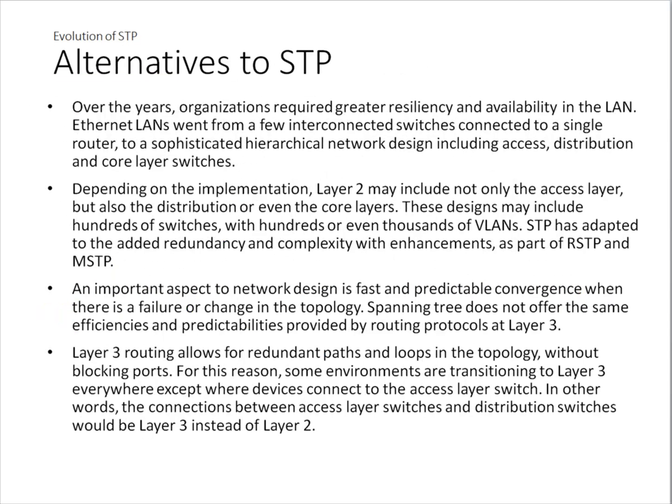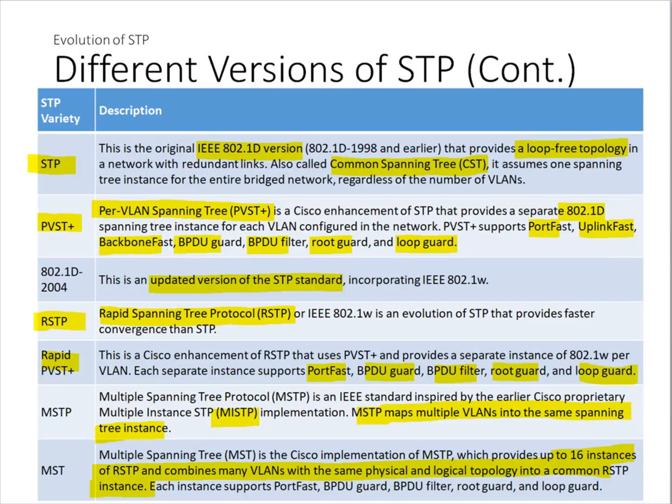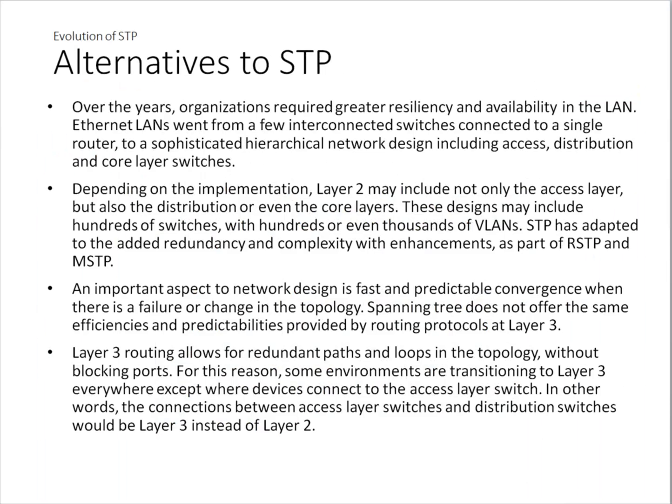Then, alternatives to STP, the spanning tree protocol, there are plenty available. We already discussed a very big table, in slide number 30, with the different versions of the STP protocol. Now there is one more alternative, layer 3 routing. If you go for layer 3 routing, it allows redundant paths and loops, so more than one path will be available. Routing allows it, whereas in STP, that means layer 2, the switches, it is not allowed without blocking the ports.